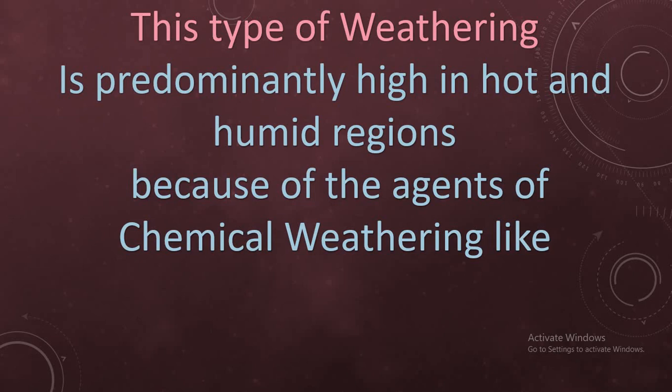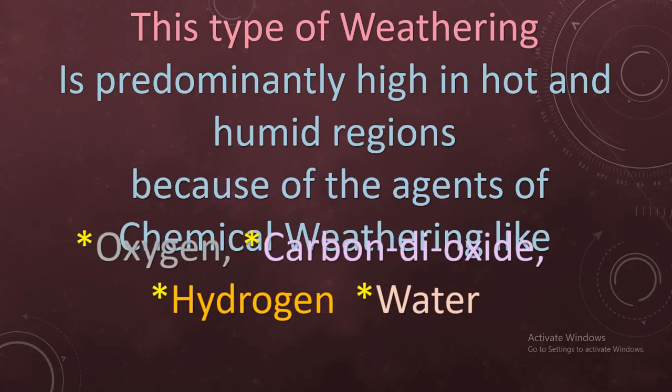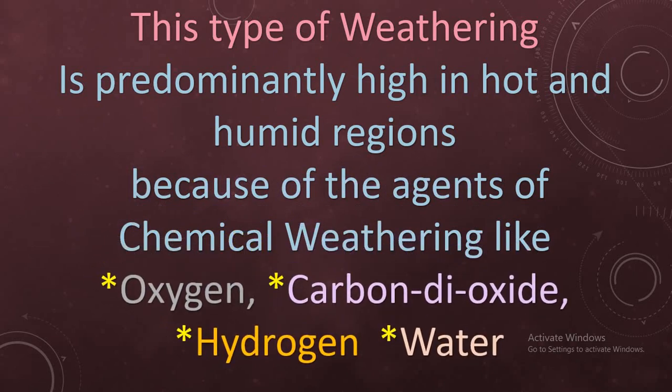This is predominantly seen in hot and humid regions such as equatorial, tropical and subtropical zones. So the agents of chemical weathering are oxygen, carbon dioxide, hydrogen and water. What were the agents of chemical weathering? Oxygen, carbon dioxide, hydrogen and water. Due to the chemical reactions that take place on the rocks, this disintegration occurs.